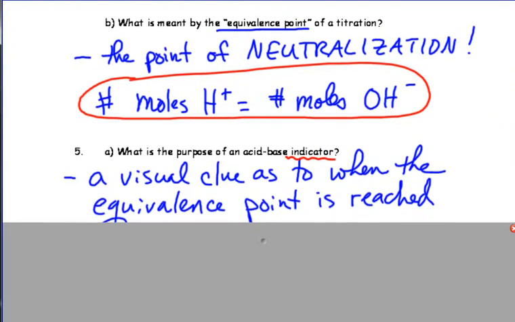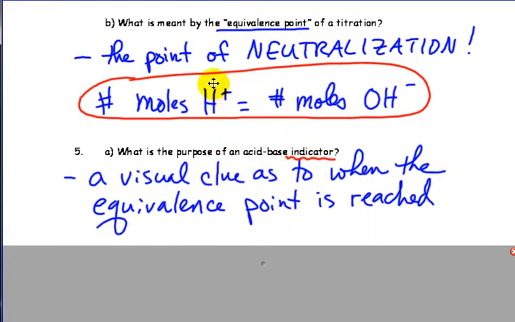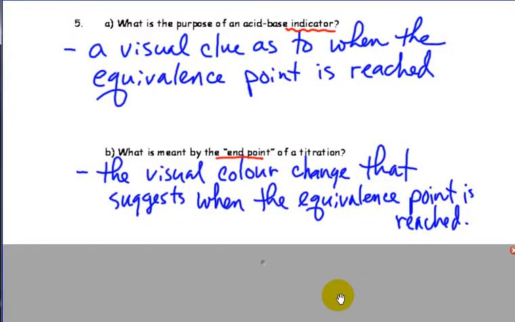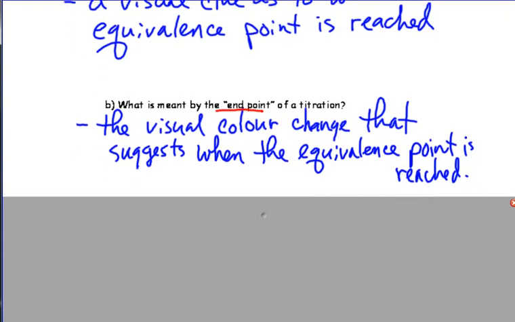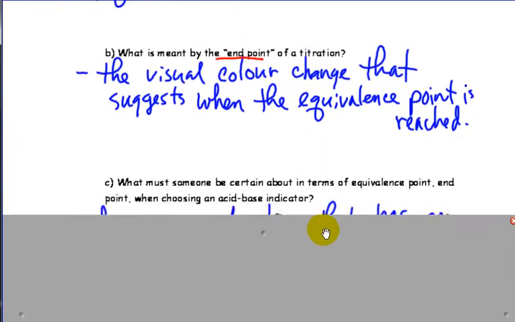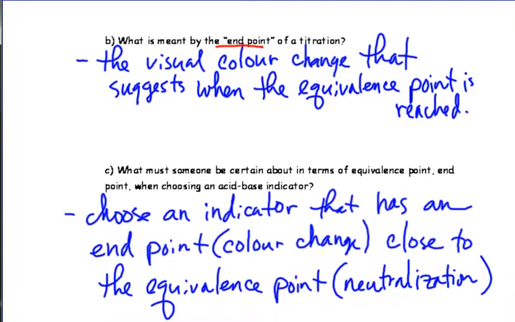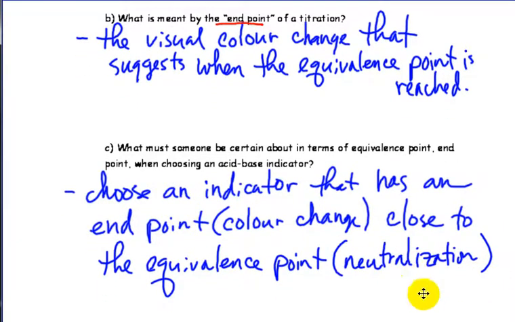We could figure out when that happens by using a pH probe or a visual cue, a visual indicator, which serves to inform you when this happens. So the equivalence point is when these are equal. An indicator will hopefully find that, and it's referred to as the endpoint. So we're hoping that the endpoint is close to the equivalence point. The endpoint is the visual color change that we see that informs us that the reaction is complete and that neutralization has happened. And of course, you'd want to choose an indicator that has an endpoint that's close to whatever the equivalence point is.